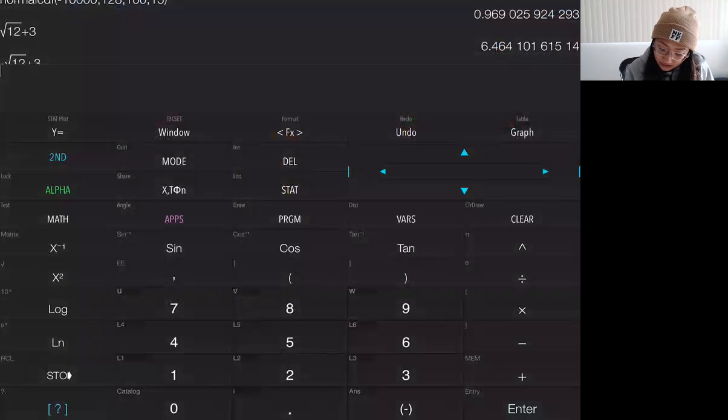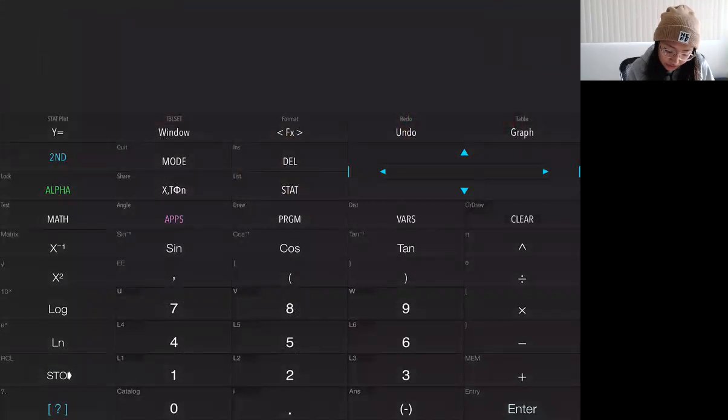And then let me clear this. Okay, so what I would do is the square root of 12 plus 3. Oh no. Notice that the 3 is under the square root. This is not okay. So let me delete. Oh crap. Let me do it again.